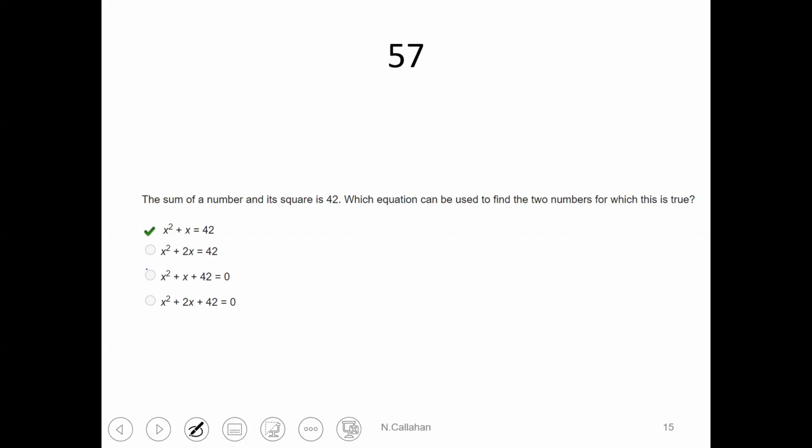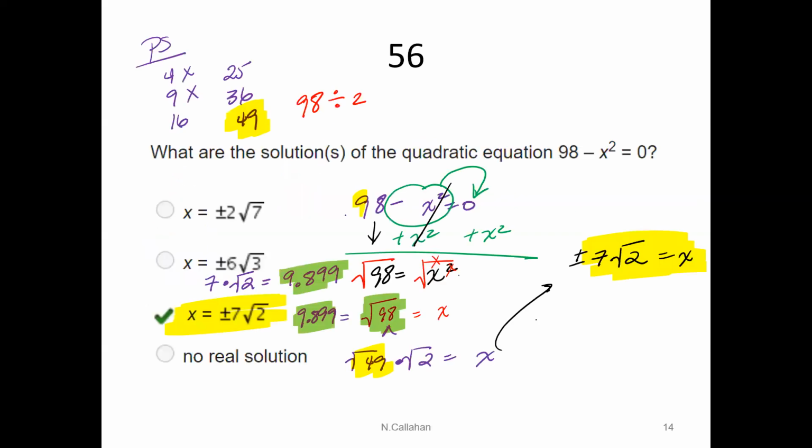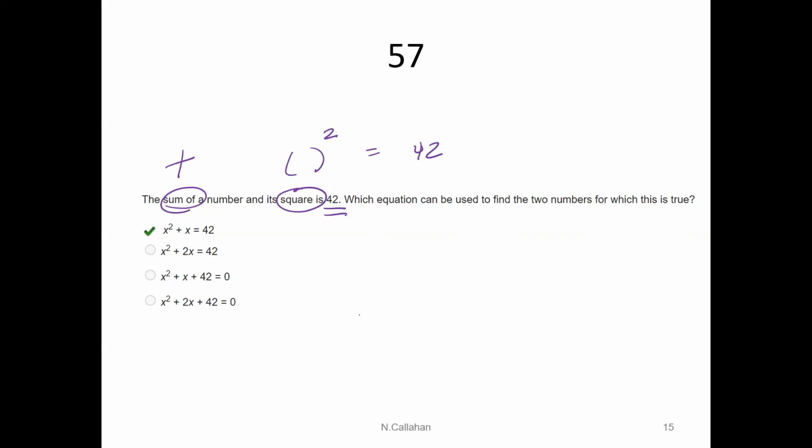All right, so let's take a look at this. The sum of a number. What does the word sum mean? Is that plus, minus, divide, or multiply? What is it? Plus. So the sum of a number and its square. Square means that whatever it is, it's squared like that. Is 42. Which equation can be used to find two numbers for which this is true?